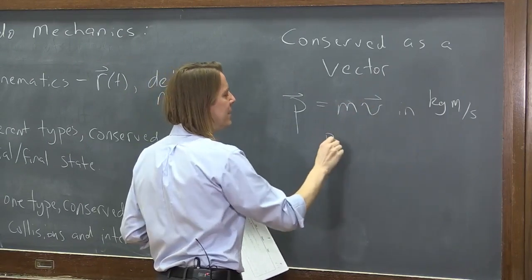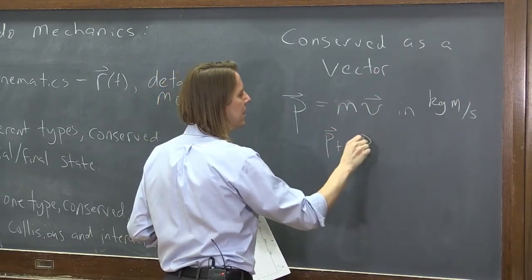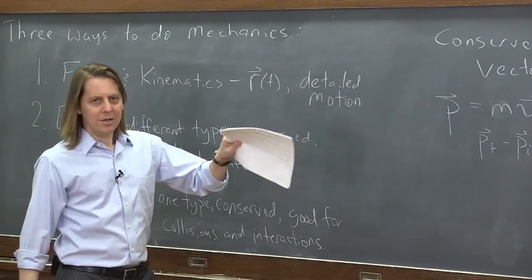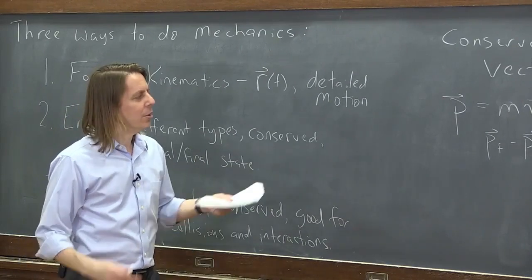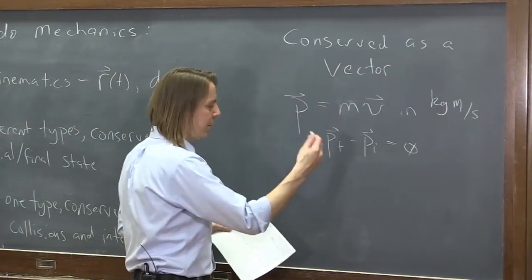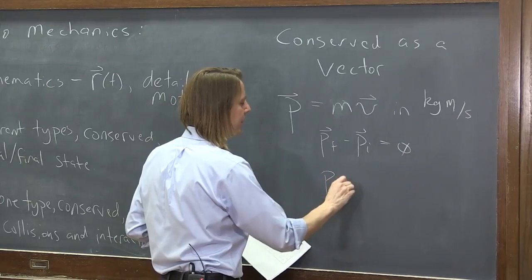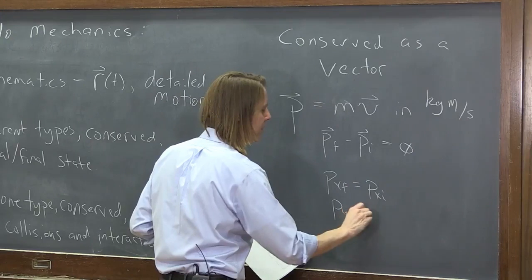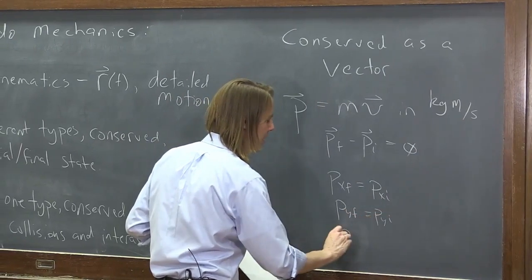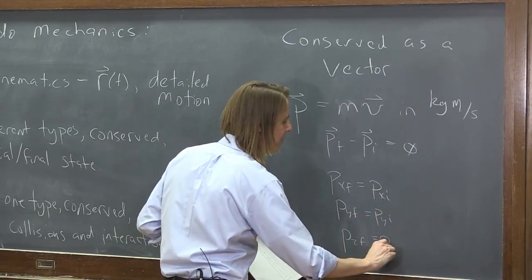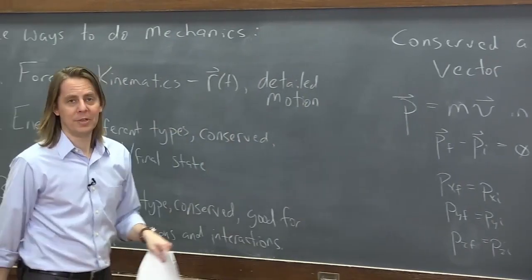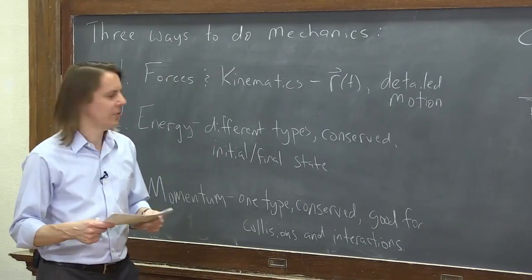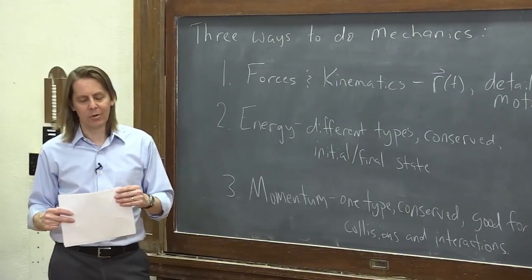So what that means is that p final minus p initial equals 0. And you'll see as we go why the vector part is important. One reason it's important is it gives you conservation in all three dimensions. It means that px final must equal px initial, and py final equals py initial, and pz final equals pz initial. So that's useful for problems. It gives you three equations. But also there are other, more fundamental reasons why it's interesting that it's conserved as a vector while energy is conserved as a scalar, which we'll get to.